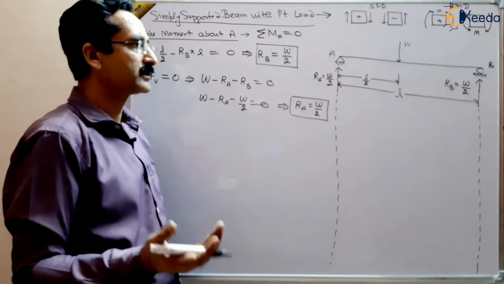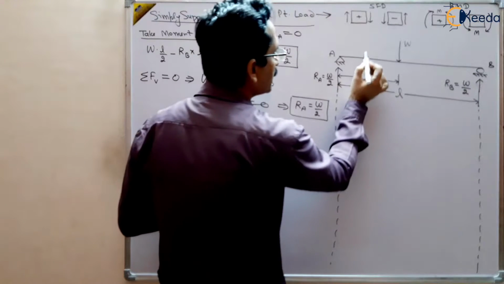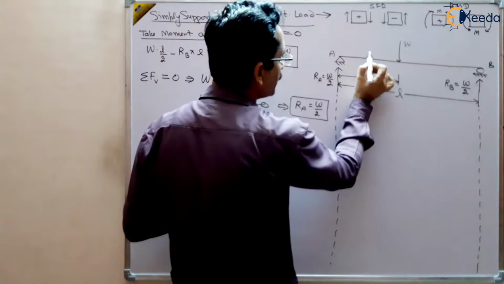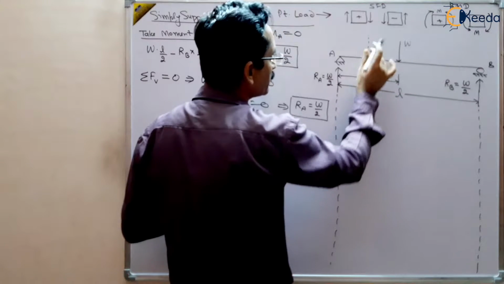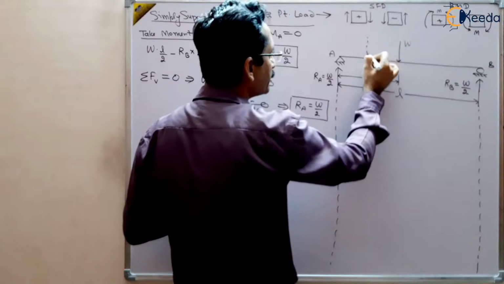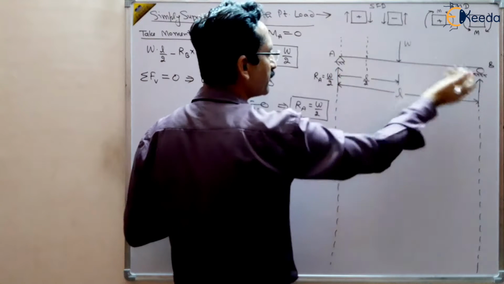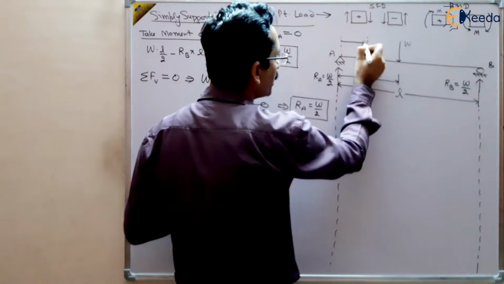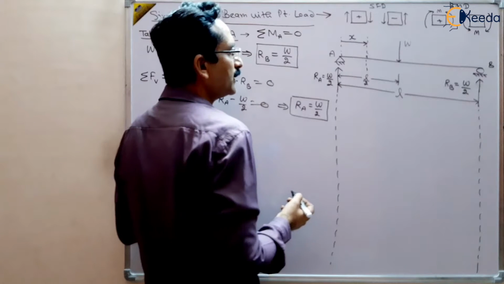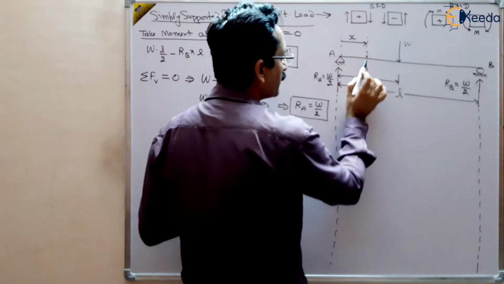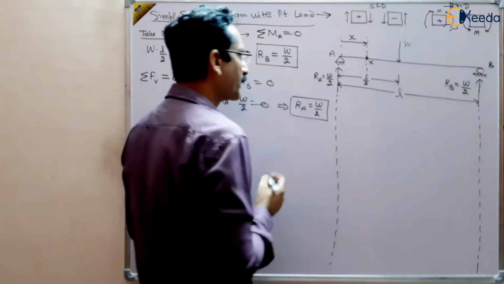Left or right, it depends upon you. So let us take x at this point, suppose from end A. You can take from B also, but I am taking from here. Suppose this is x, and we have to find out the shear force at this cross section, suppose capital X.